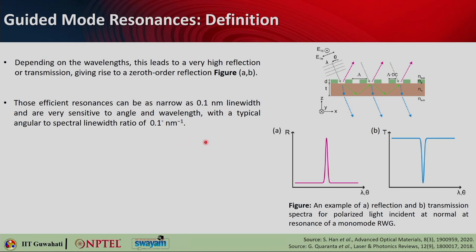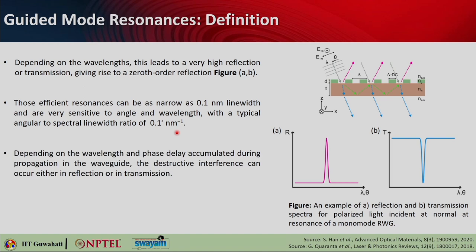Those efficient resonances that you have seen here can be as narrow as 0.1 nanometer line width, and they are very, very sensitive to the incident angle and the wavelength. A typical angular to spectral line width ratio is about 0.1 degree per nanometer. So, you can see they are very, very sharp, so they can give rise to very high Q resonance, and they are also tunable.